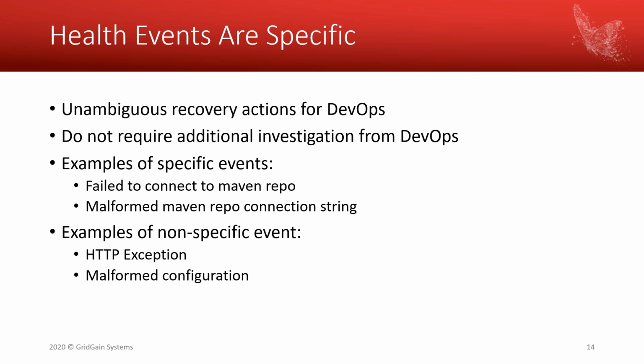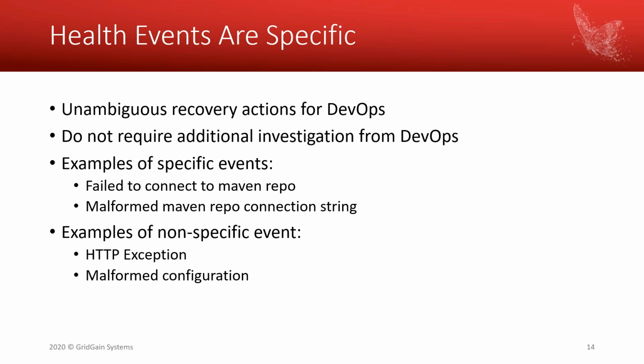Example of specific event, fail to connect to Maven repo. So in our case, you clearly know that we have a Maven repo. This is just one Maven repo. We are talking about a specific application. It has only one Maven repo. So it's clear what happened. Another example of correct health event, malformed Maven repo connection string. So you already know what is wrong with your configuration, not just incorrect configuration, but malformed connection string.